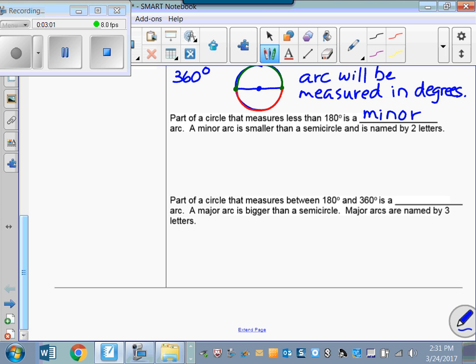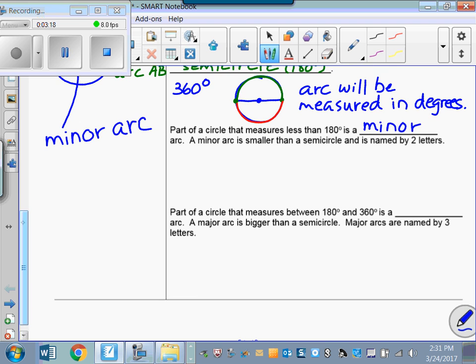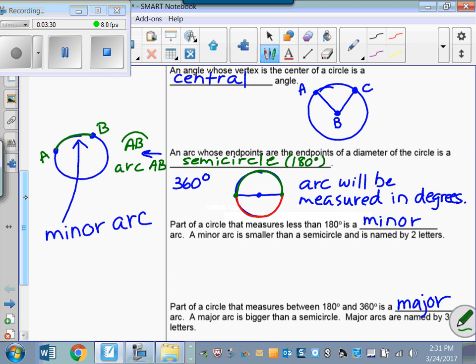And we always talk about minor arcs with two letters. So just like I did up here, AB, this is a minor arc. I can plainly see that it's less than a semicircle. It's got two letters that I named it with. That's a minor arc. All right. If we have one that's between 180 and 360, we call that a major arc. Major arc, larger than a semicircle. And I always name a major arc with three letters.